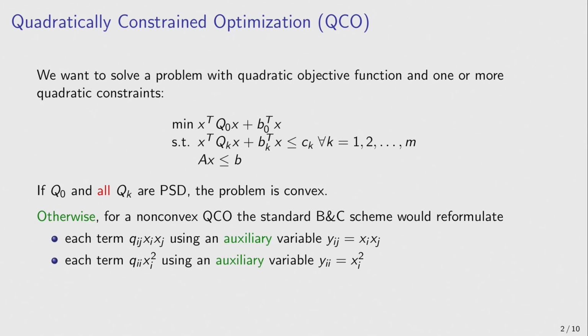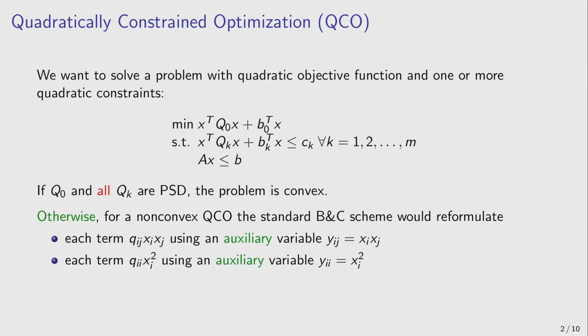You have a quadratic function as the objective function, and you have a bunch of quadratic constraints. We saw yesterday that if Q0 and all the Qk are positive semi-definite, then the problem is convex. It's really convex because there are no binary or integer variables in here. And there are very good solvers that can solve very quickly, very efficiently, problems of a very large size, because the problem is convex in the case that all the Qs are positive semi-definite.